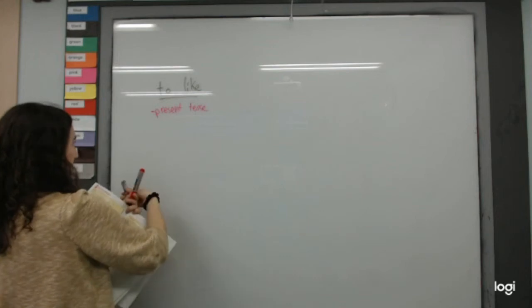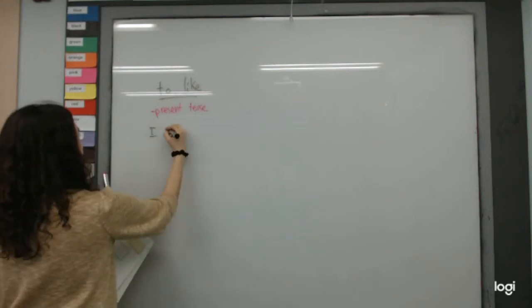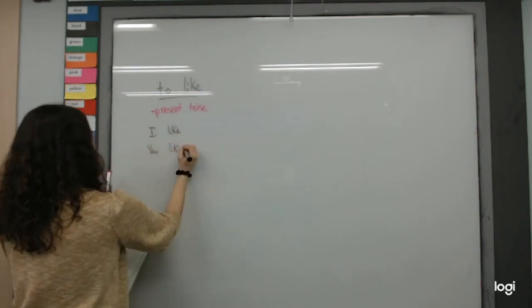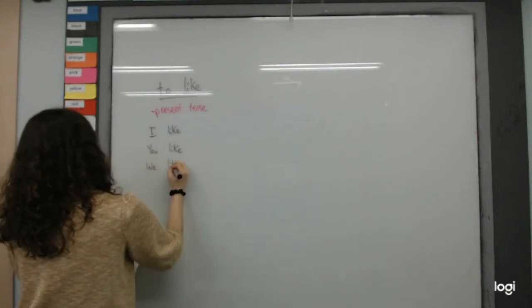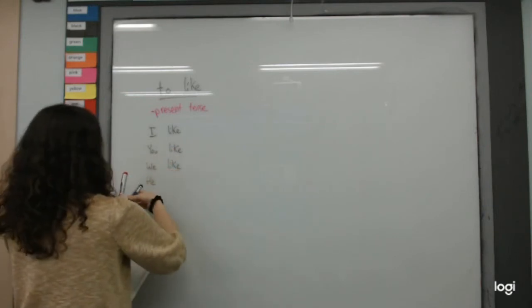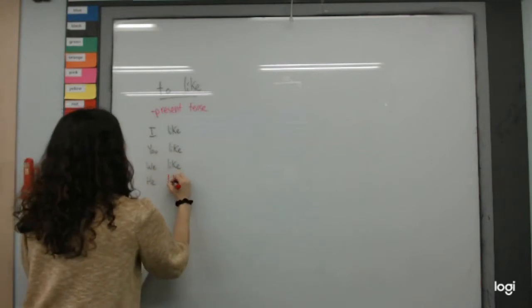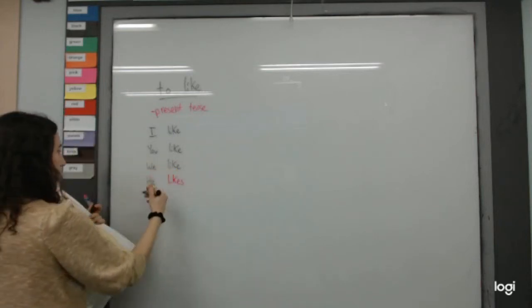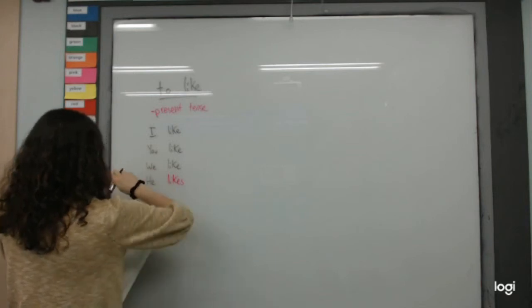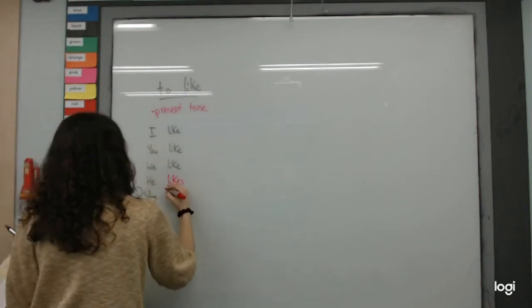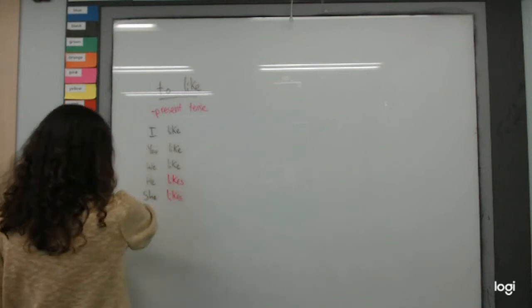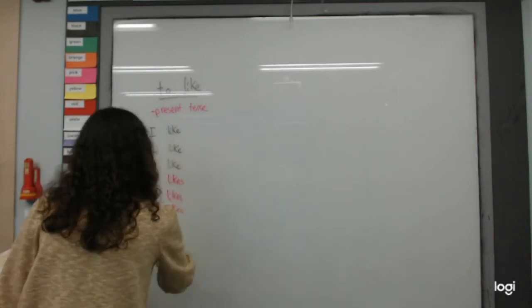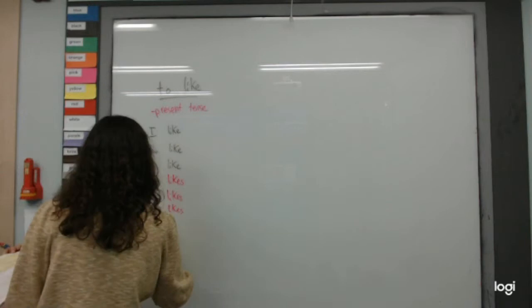When we have present tense, we have different people. We say, I like. You like. We like. He likes. She likes. It likes. And they like.